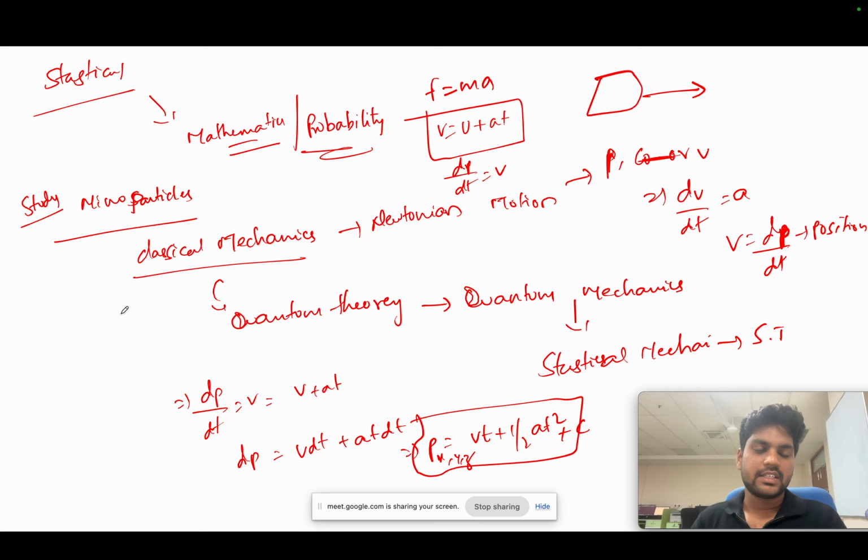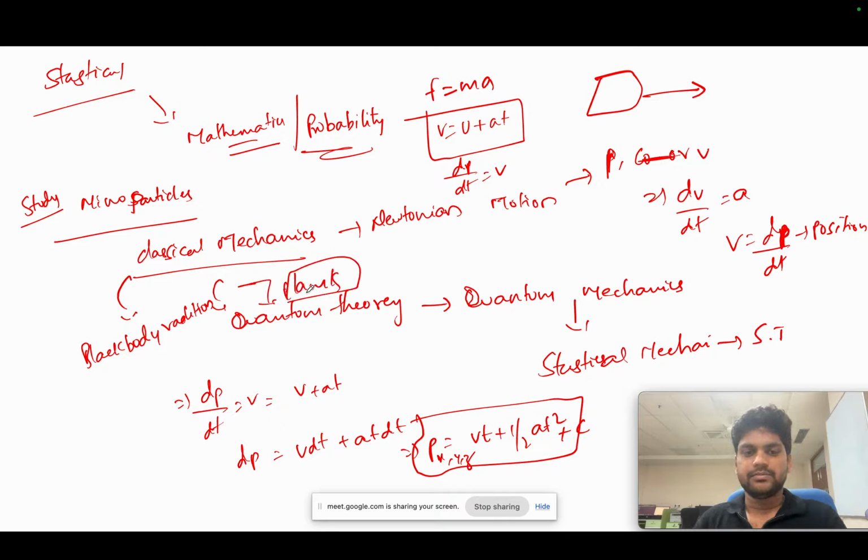Once classical mechanics failed to explain the black body radiation, it started to give false results, saying that the radiation will keep increasing, but that's not the case. So then Planck designed the quantum theory. From Planck, Bohr and Einstein all used it for the photoelectric effect. And from here they generated the quantum theory into quantum mechanics.